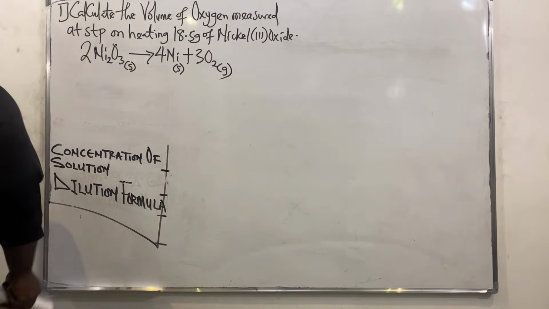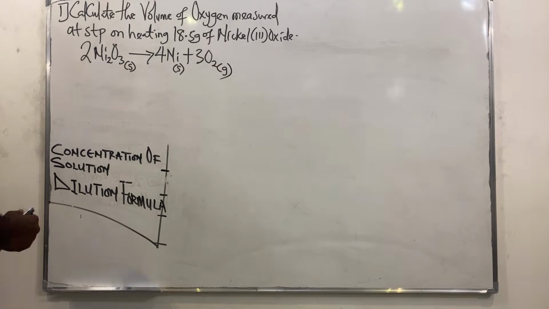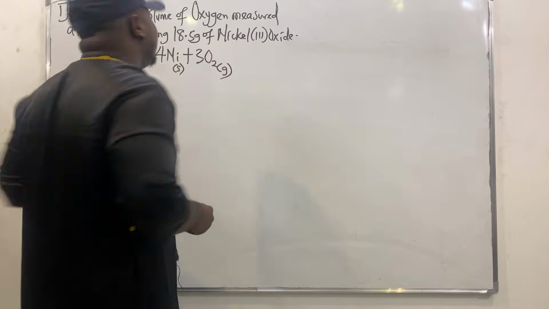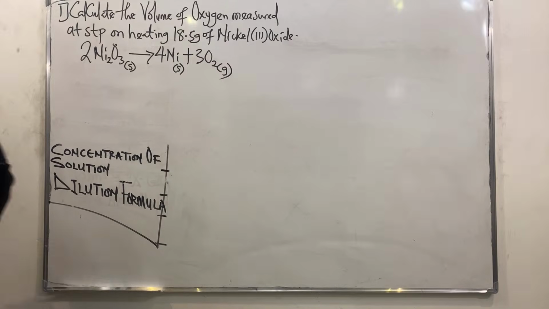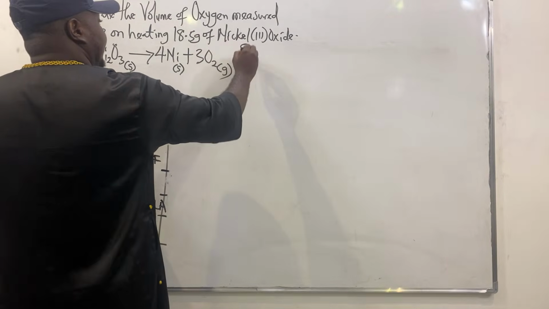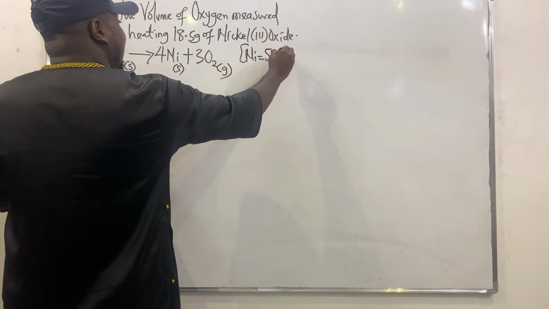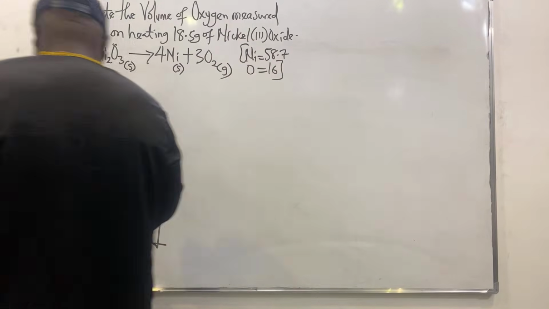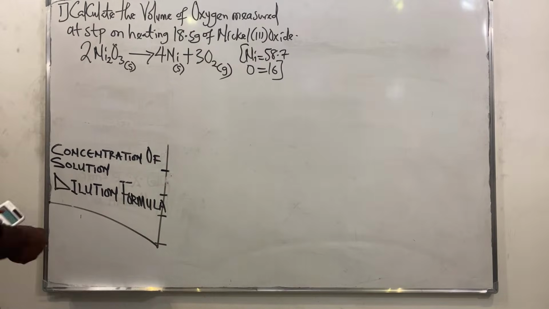Class, we have to calculate the volume of oxygen at STP on heating 18.5 gram of nickel 3 oxide. There's one more thing I need to give you. Take nickel as 58.7 and take oxygen as 16.